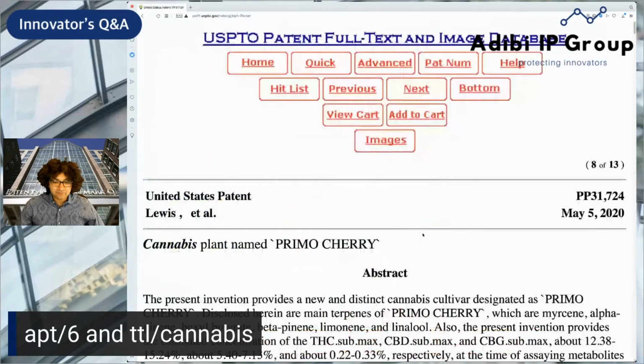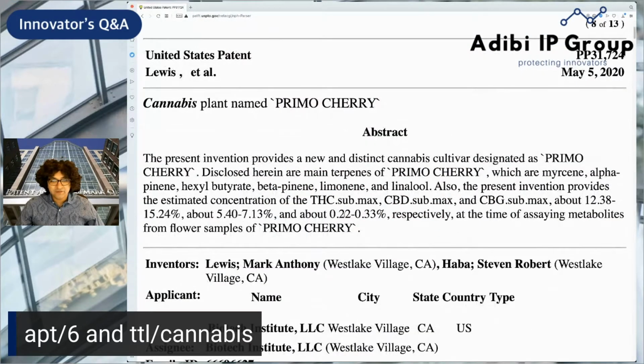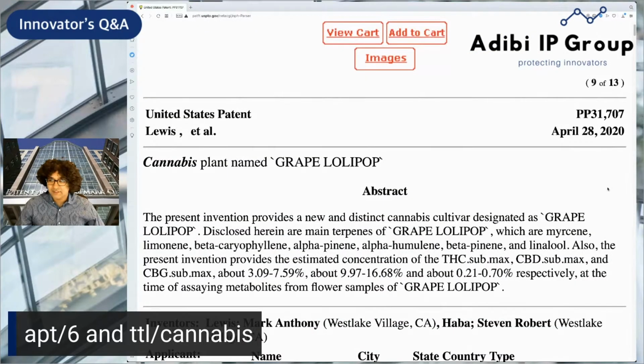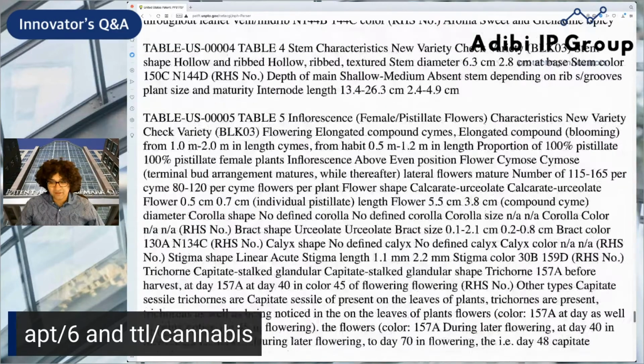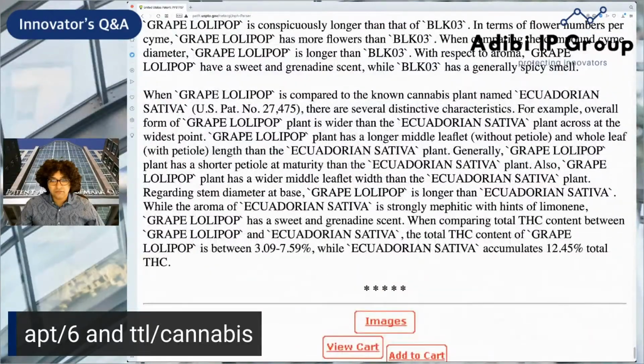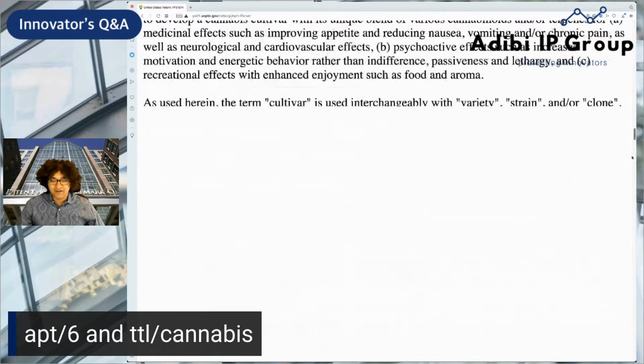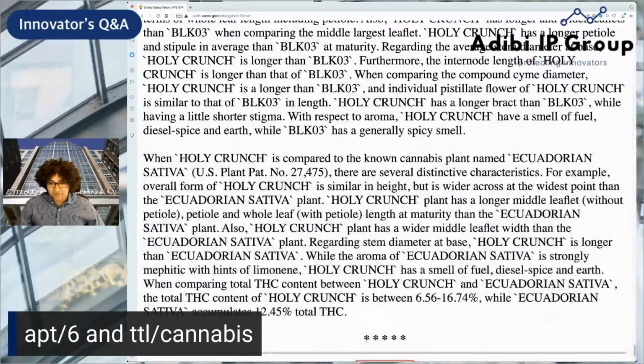So it seems like the same company, Biotech Institute, has some really creative names. So this is Primo Cherry. They have also a grape lollipop. Let's see if we can get any indication of what this smells like. Sweet and grenadine scent. Interesting. So it's interesting to see how they actually describe them. I'm kind of curious how they describe Holy Crunch. Let's scroll down and see how this company describes Holy Crunch. Smell of fuel, diesel, spice, and earth. That's pretty descriptive.